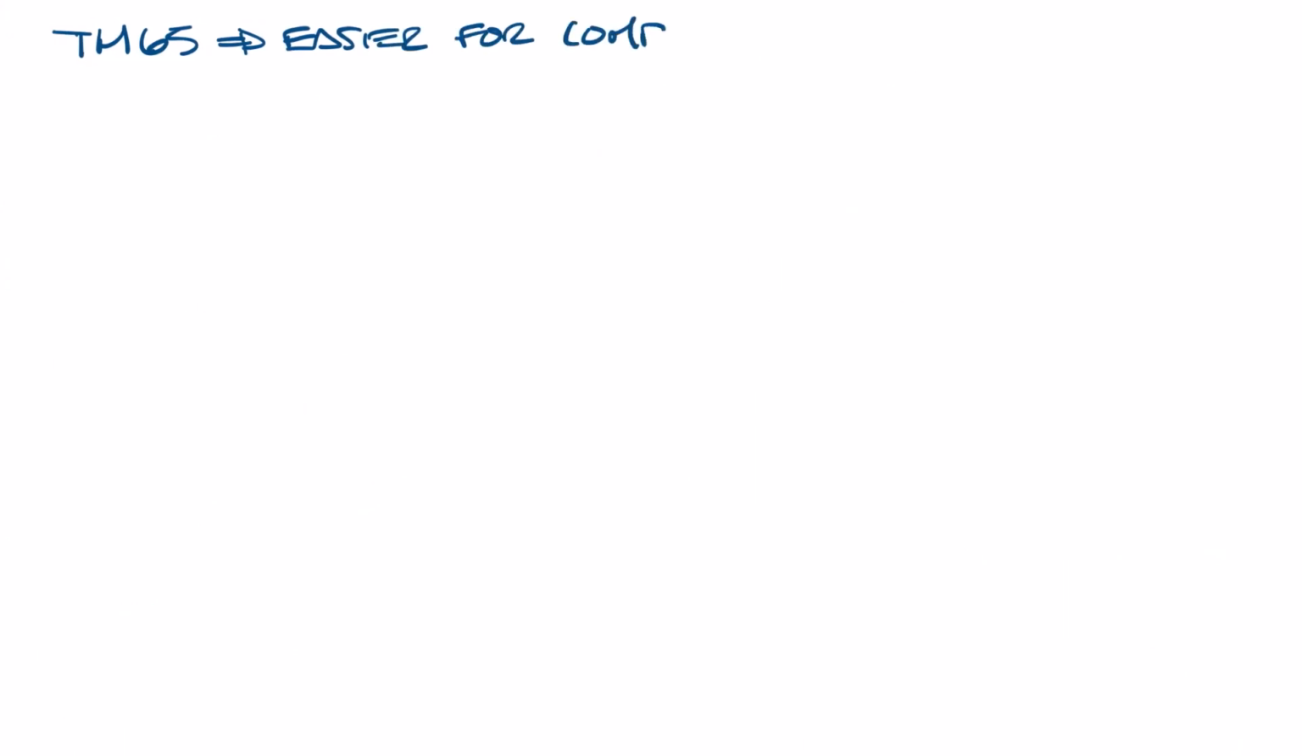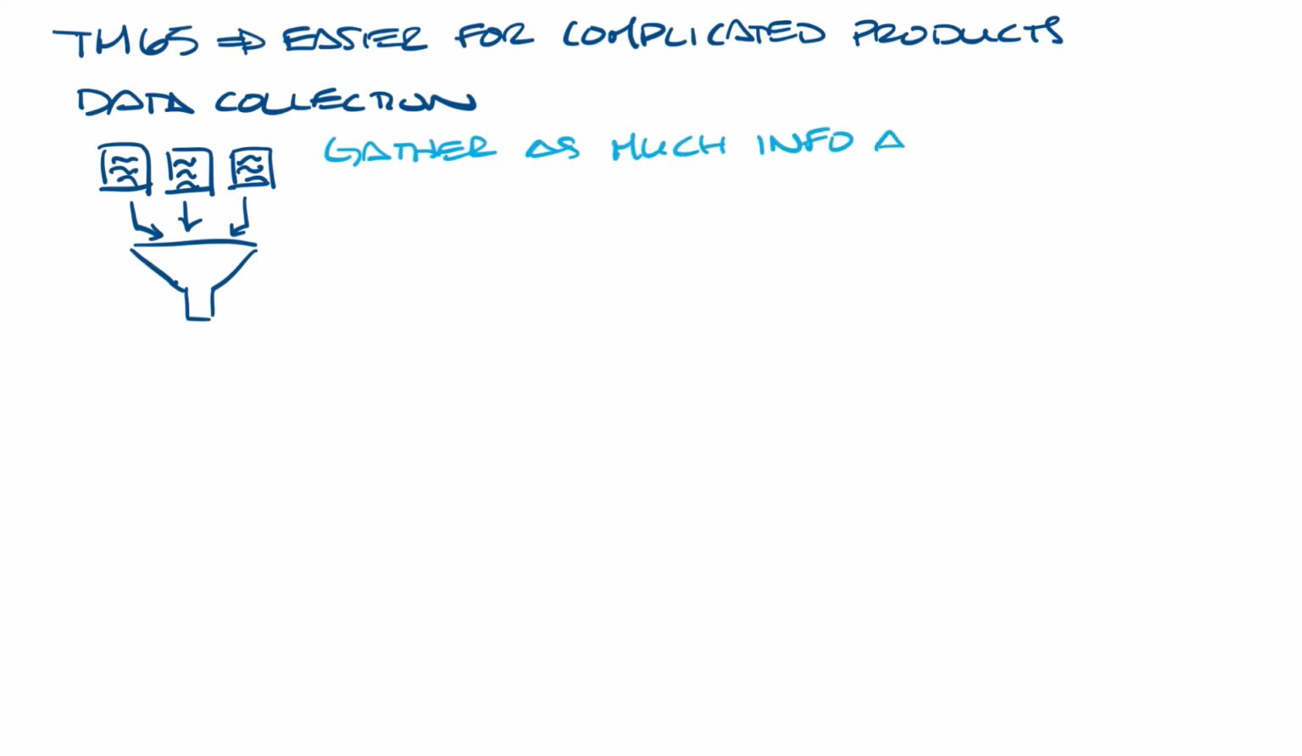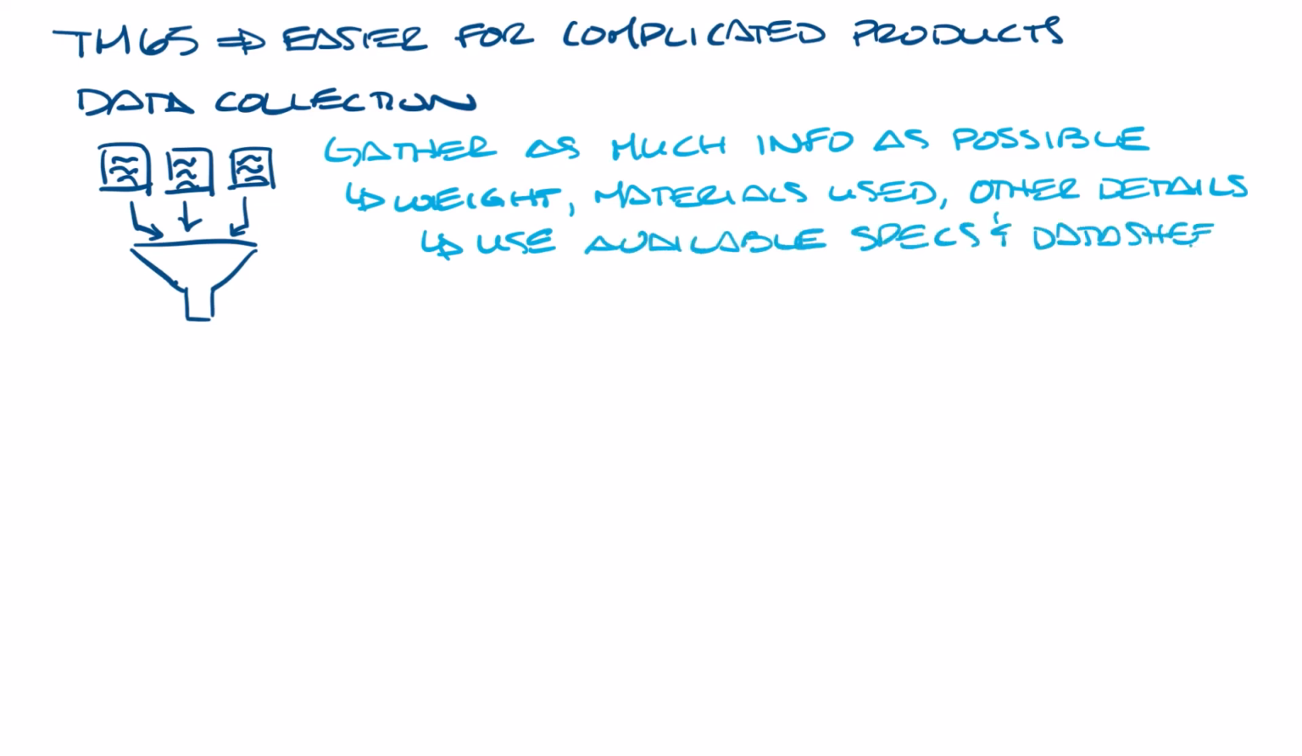TM65 is easier for complicated products like HVAC equipment. Let's look at how it works. It starts with data collection. This is gathering as much information as possible about the product. This includes the weight of the unit, materials used like metals, plastic, refrigerants, and any other relevant details. If you don't have an EPD, you can rely on product specifications and data sheets.